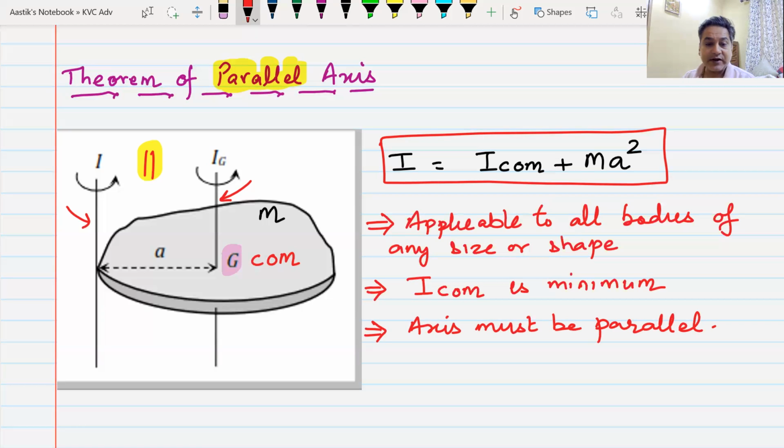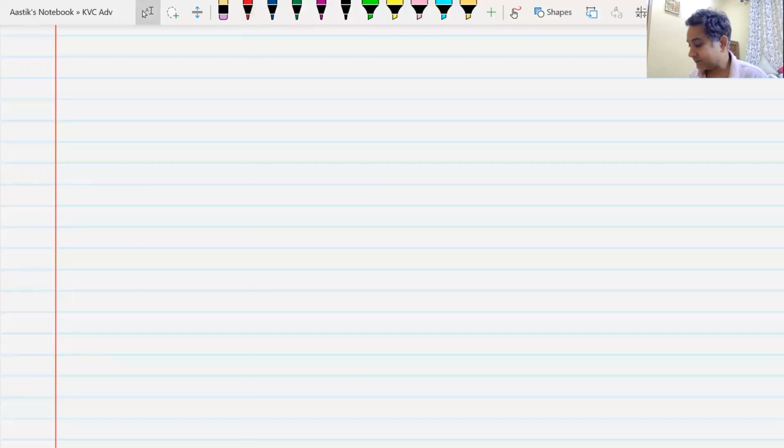It can only be applied about an axis which is parallel to the axis passing through the center of mass. So you must know the moment of inertia about this parallel axis through the center of mass, and then you can find the moment of inertia about any other axis. Do we understand this, or has this gone above our head? We understood, sir. How can we apply this?